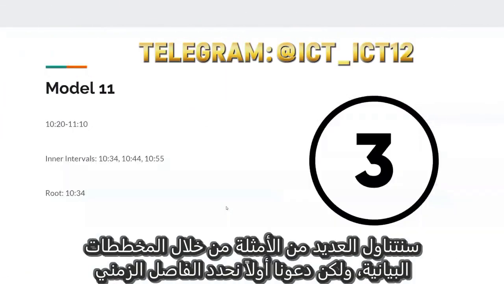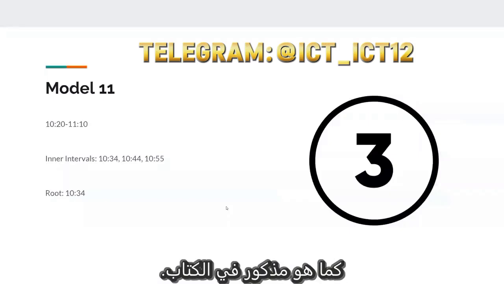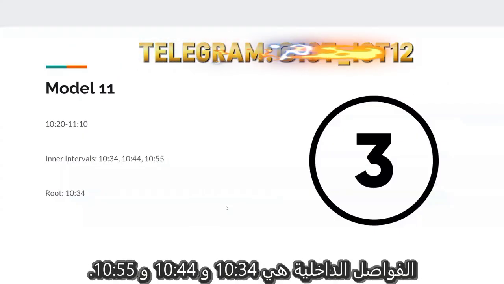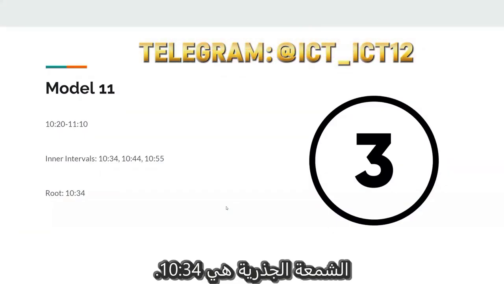We'll go through many examples through the charts, but first let us define the interval as it states in the book. It begins at 10:20 to 11:10 New York Eastern Standard Time. The inner intervals are 10:34, 10:44, and 10:55. The root candle is 10:34.